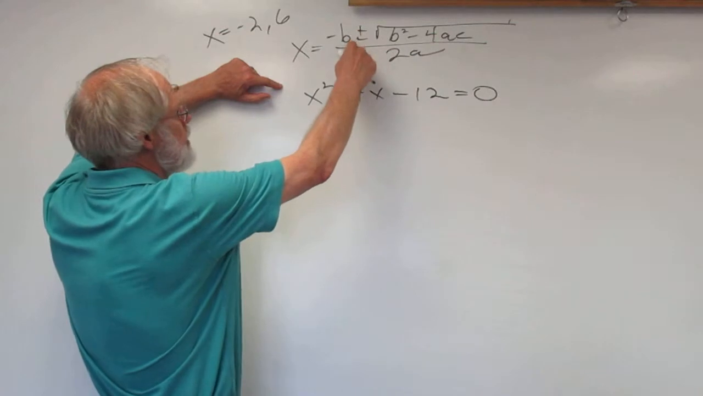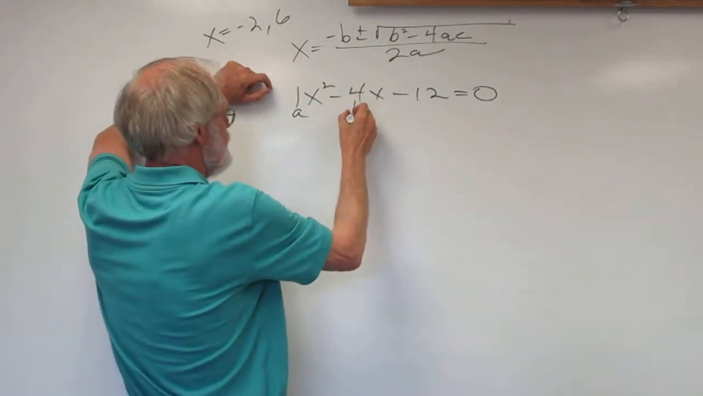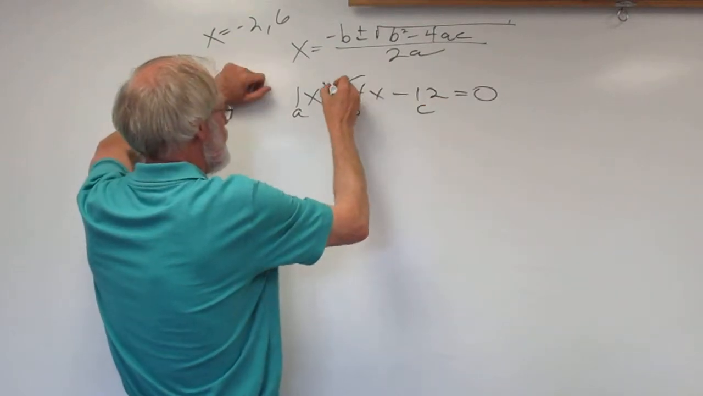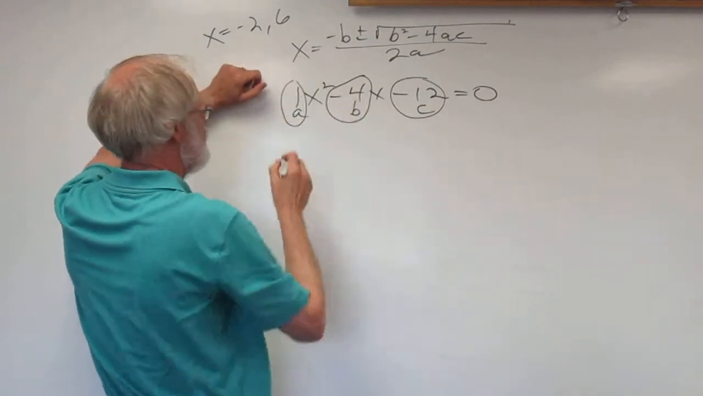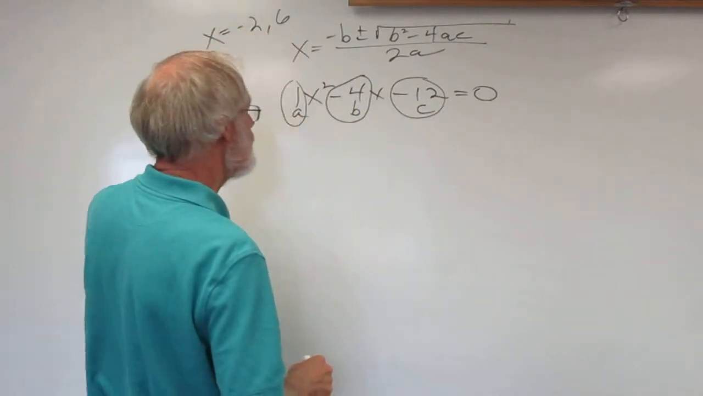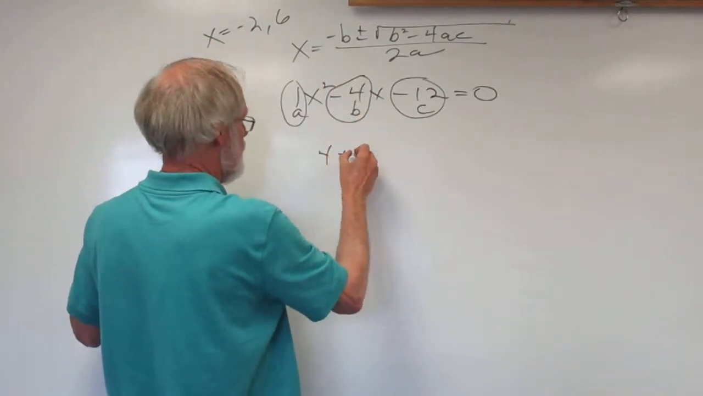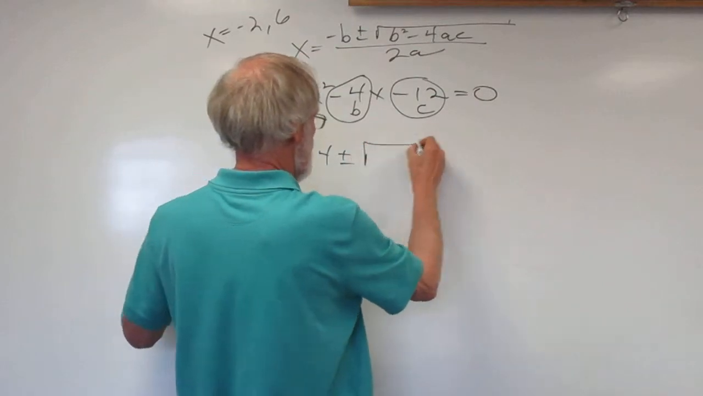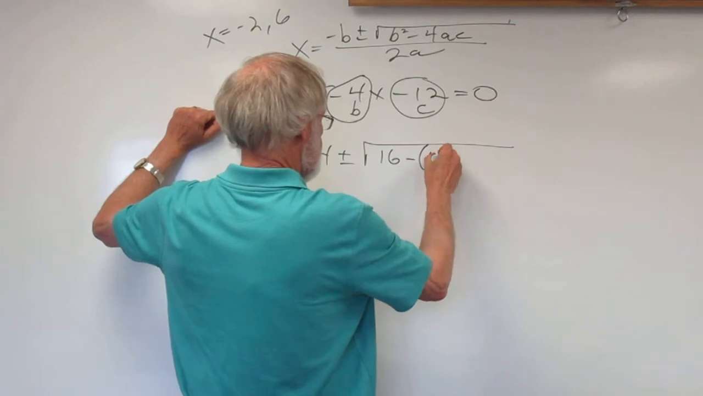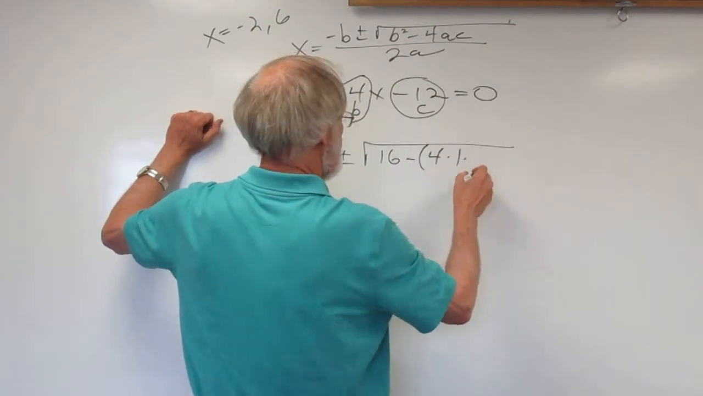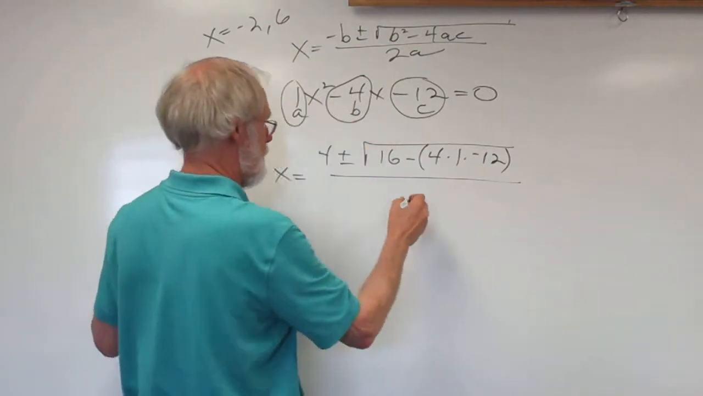So opposite b would be the opposite sign that b is here. Remember, this is a, this is b, and this is c. Okay, the sign goes with the number. So we have a is 1, b is negative 4, and c is negative 12. So opposite b is a positive 4, plus or minus the square root of b squared, negative 4 squared is 16, minus 4 times 1 times negative 12, and that's all over 2 times 1.